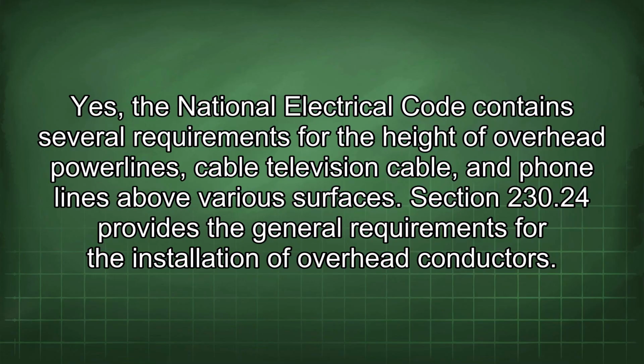The National Electrical Code contains several requirements for the height of overhead power lines, cable, television cable, and phone lines above various surfaces. Section 230.24 provides the general requirements for the installation of overhead conductors.